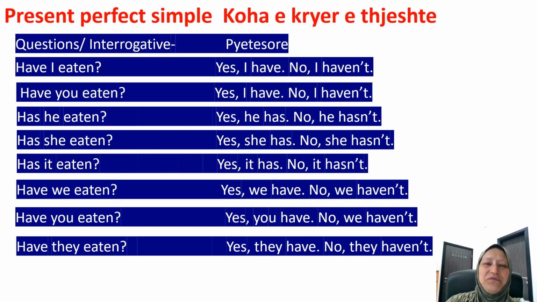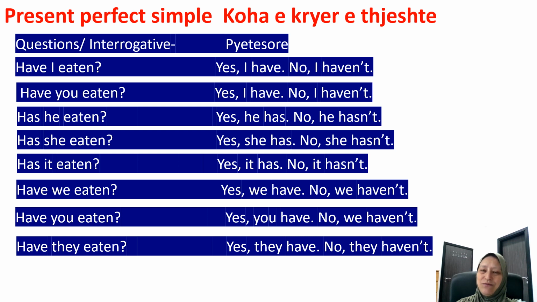Have I eaten? Yes, I have, or no, I haven't. Have you eaten? Has he eaten? Has she eaten? Has it eaten? Have we eaten? Have you eaten? Have they eaten? And as we have said before, the answers are yes or no.